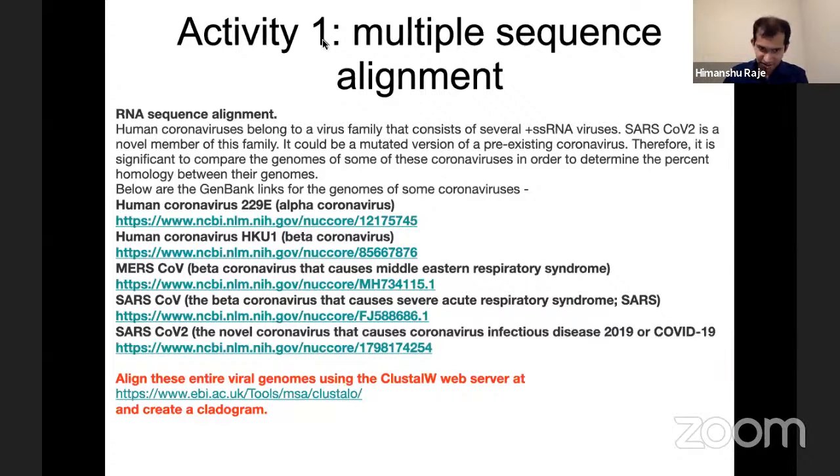If you guys can get to the guide tree cladogram, post it either in Zoom text chat or post it into our Google Drive folder right there. As long as we have a couple of responses, we can safely move on to the next activity, but I'm going to give you a few minutes to do this and then we'll move on.